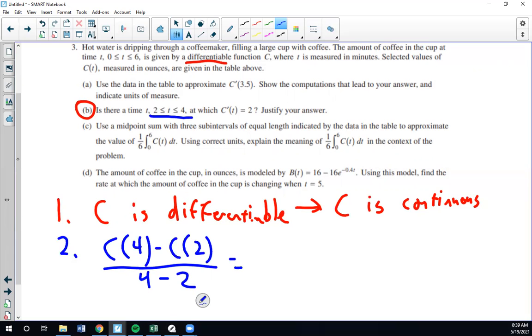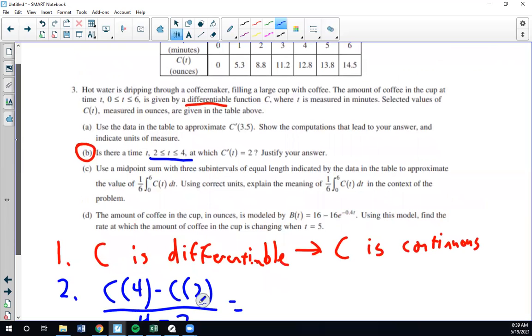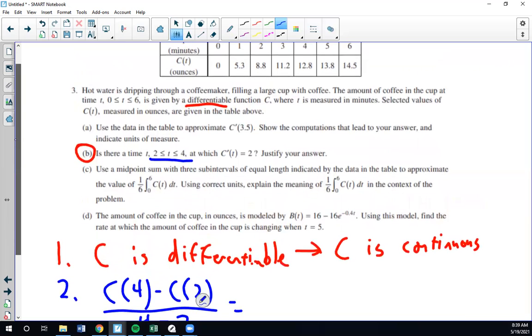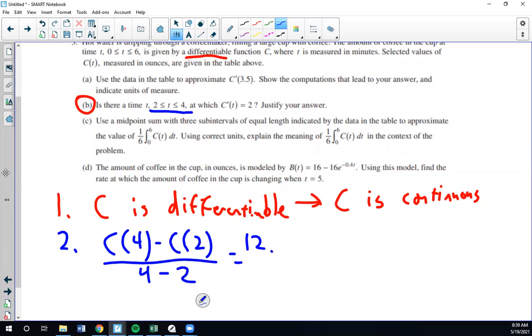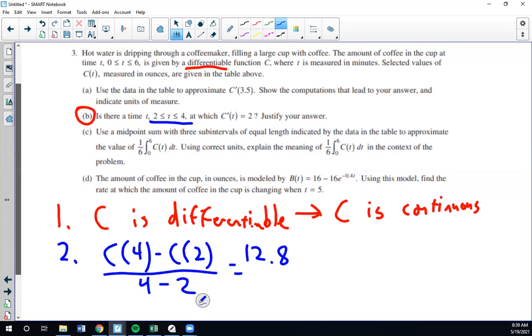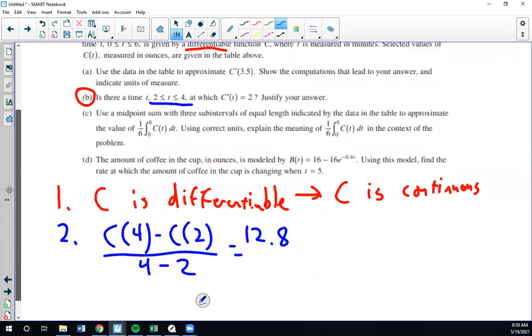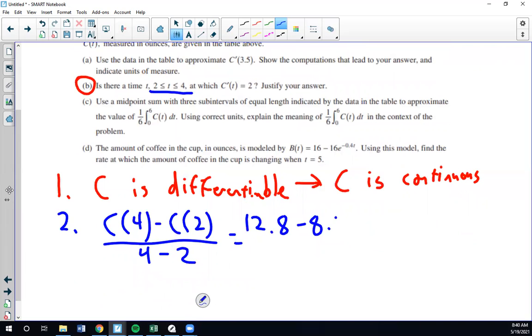Let's see, on the table, c of 4 is 12.8. c of 2 is 8.8, over 4 minus 2. 12.8 minus 8.8 is 4. 4 minus 2 is 2. 4 divided by 2 is, oh, look at that! It's 2. What a coincidence.